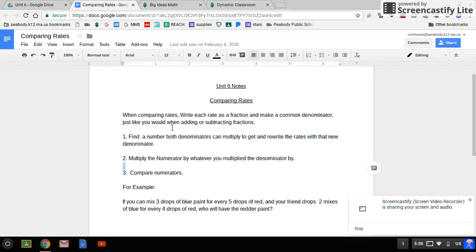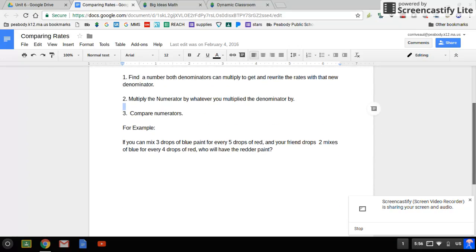So you find a number that both denominators can multiply to get, and then you rewrite the rates with that new denominator. And then you change the numerator by multiplying the numerator by whatever you multiply the denominator by. Then all you have to do is compare your numerators. So let's take a look at an example.